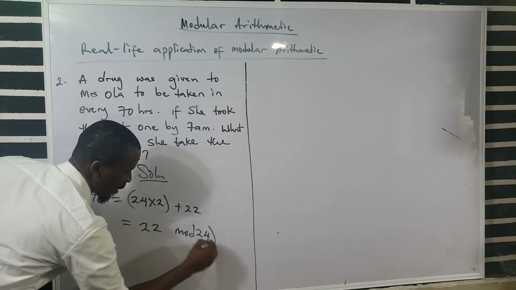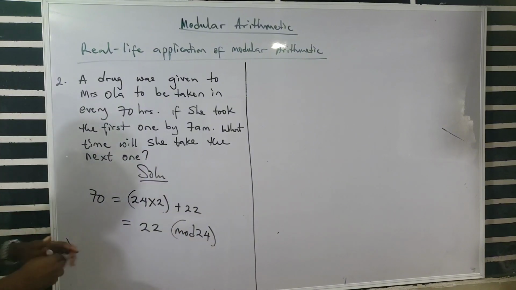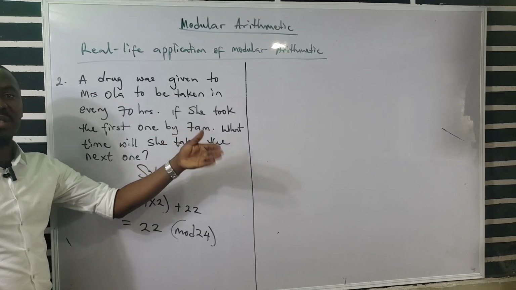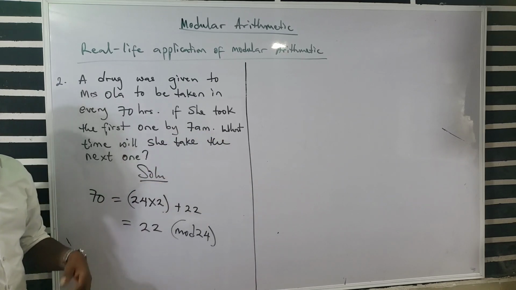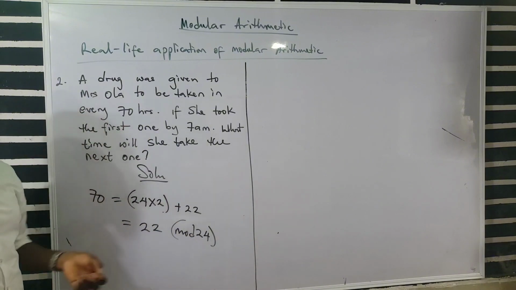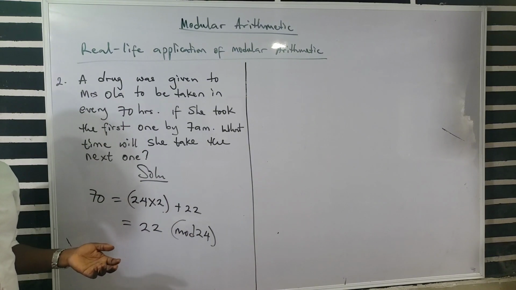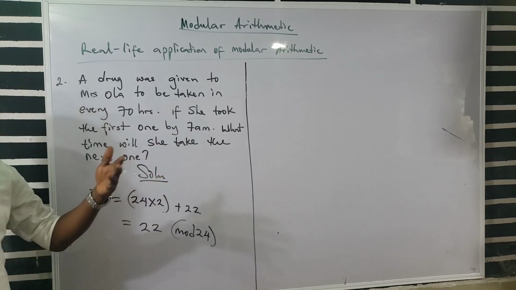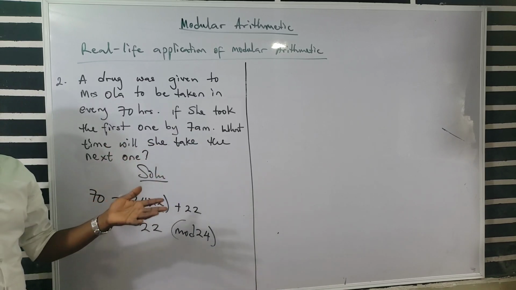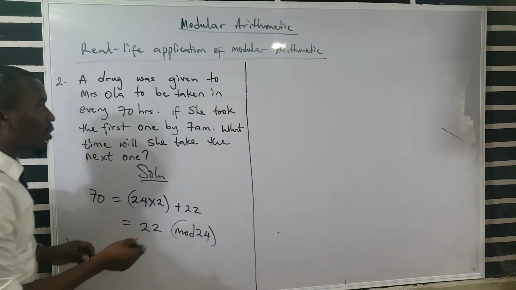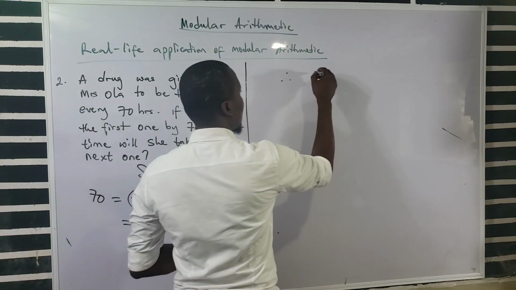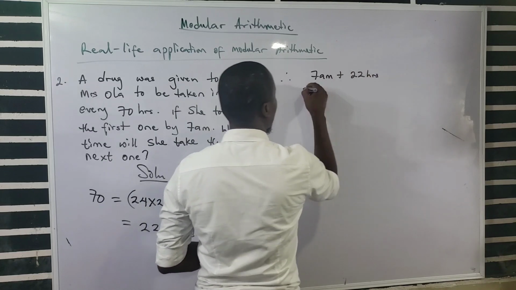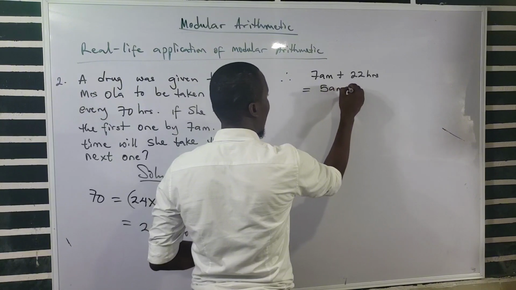So like what I said before, now I have 22. All I need to ask myself is, if I add 22 hours from 7 a.m., what time will it be? That's just like removing 2 hours from 7 a.m. Okay, so if I add 22 hours to 7 a.m., that will give us 5 a.m. So I will conclude, therefore, 7 a.m. plus 22 hours will give us 5 a.m.